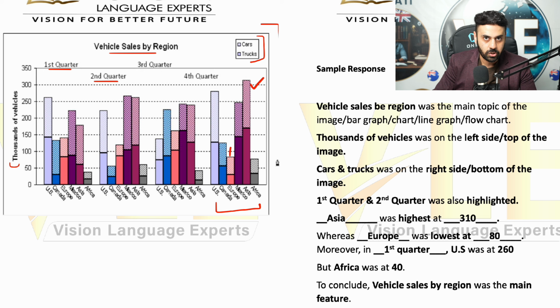Whenever you get any image moving onwards, quickly, in 25 seconds, first see which is the highest one and which is the lowest one. In this case, the highest is Asia and the lowest one is Europe.